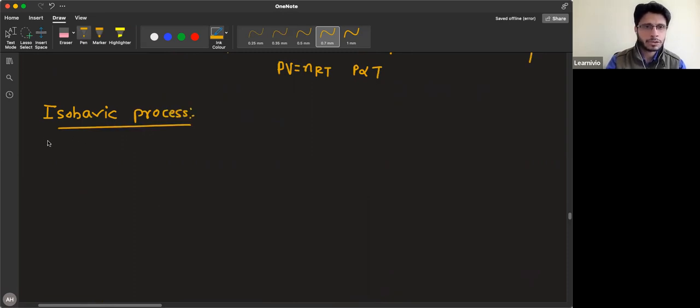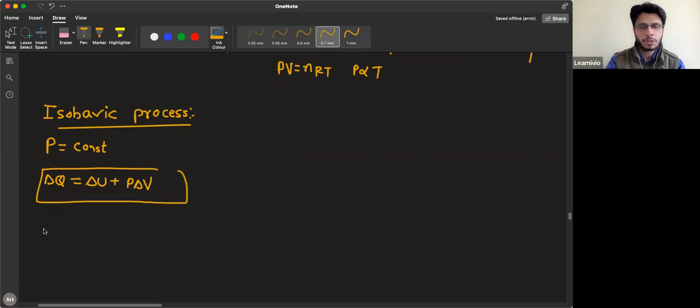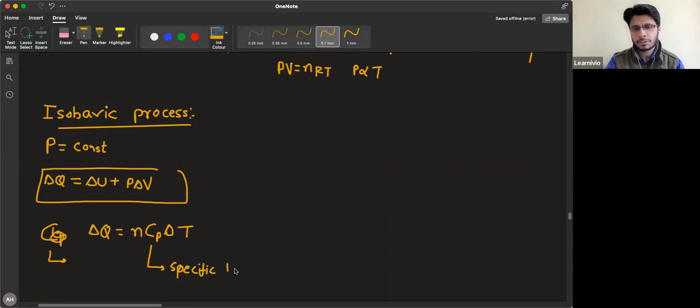So if you have an isobaric process, means pressure is constant, there won't be any change in first law of thermodynamics. You can write this this way only. You will use Cp, which is known as specific heat. If you want to calculate heat, then you will write this as n number of moles, Cp into delta T. And what is Cp here? Cp is specific heat at constant pressure.